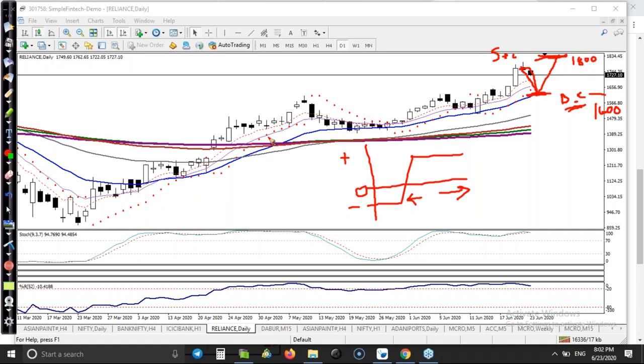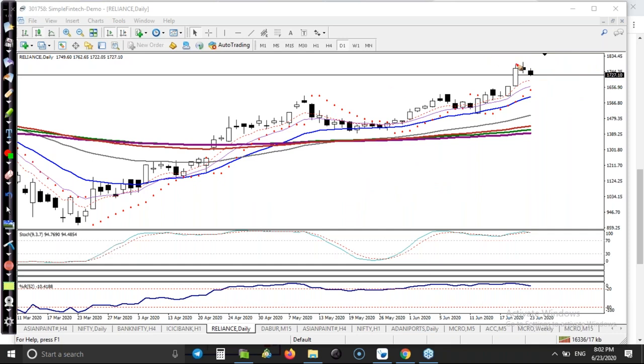Most of the people are thinking, hey, let's go for it here, price is dropping. And now most of the people are thinking, hey, this is the overbought zone, price will drop from this area, let's sell a call option. That is a big mistake. We never know.